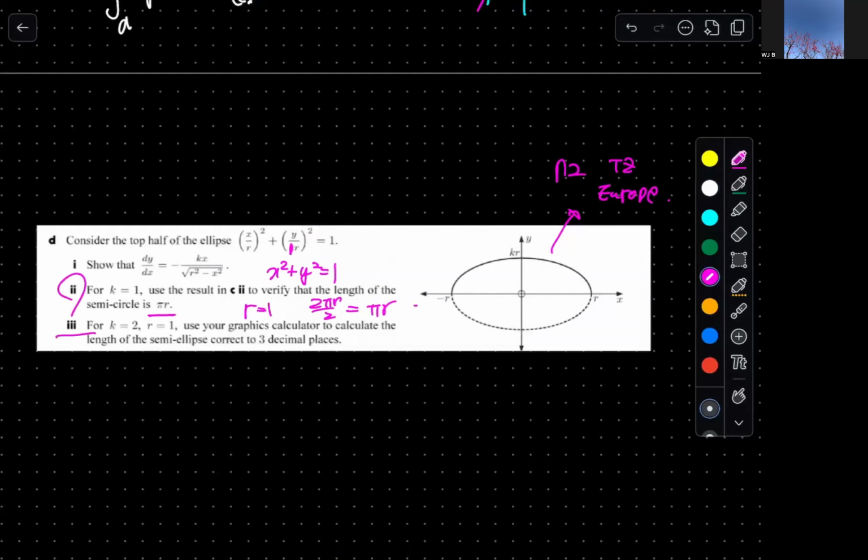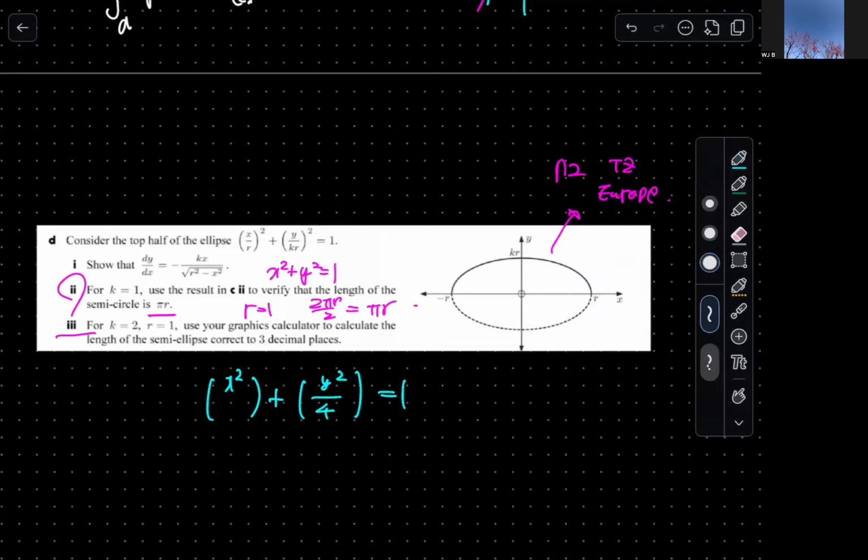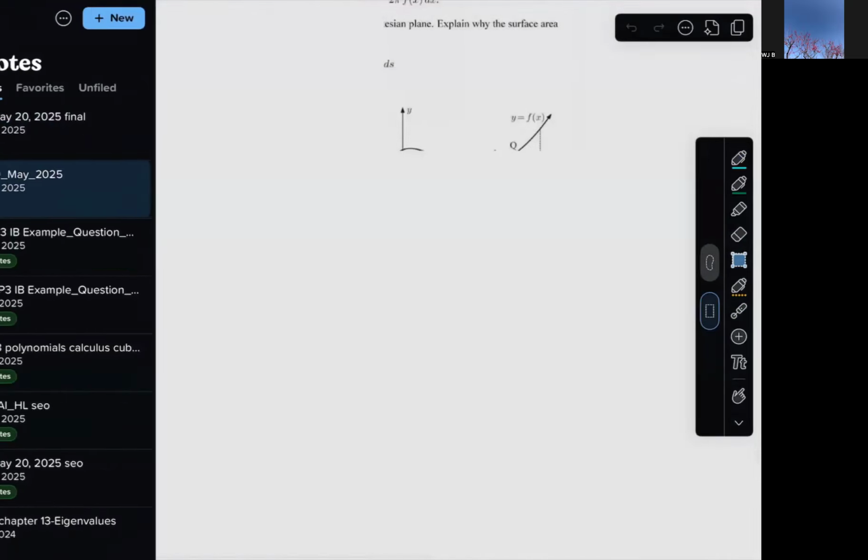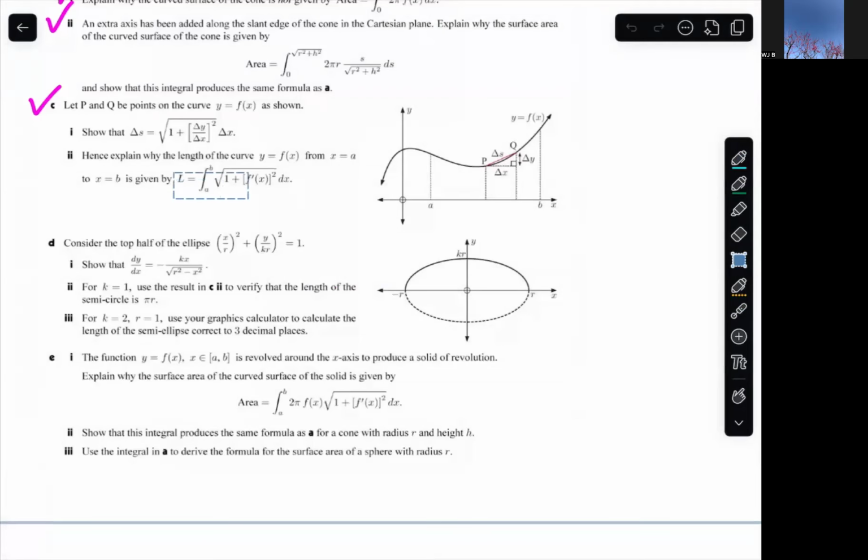But if you look at number 3, I have x squared over 1 squared plus y squared over 4 is equal to 1, which is an ellipse. And then they are asking me to find the length of a semi-ellipse, so that's just the one above. And we already know the formula. Okay, so I will be using this formula.